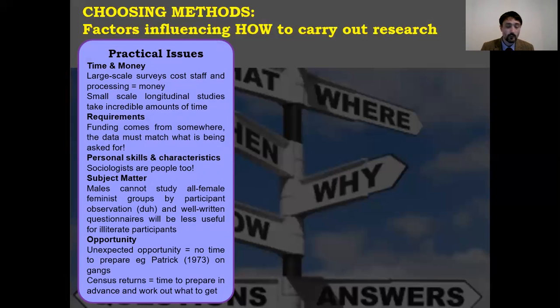Also, opportunity. Sometimes opportunities arrive unexpectedly. Famously, in the textbook, this is where I nicked the idea, a bloke called Patrick in 1973 was basically offered the chance to join a Glaswegian gang as an observer. So he did. He had no time to prepare for it. He had to just sort of quickly go and get the information he wanted. Or there was a case of a doctoral thesis student who basically did his back in and got severe backache and ended up having to undertake a study and took the opportunity to be a participant observer in a hospital because he'd done his back in. Do you see what I mean? These can be unexpected.